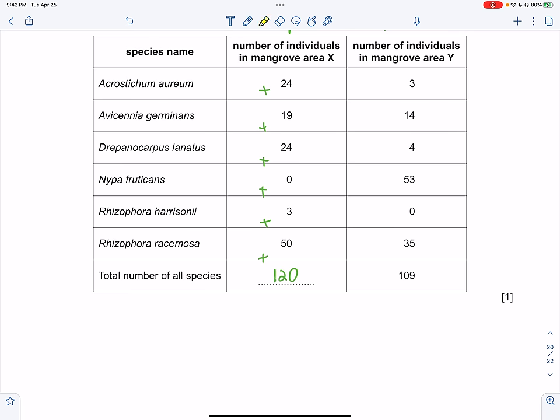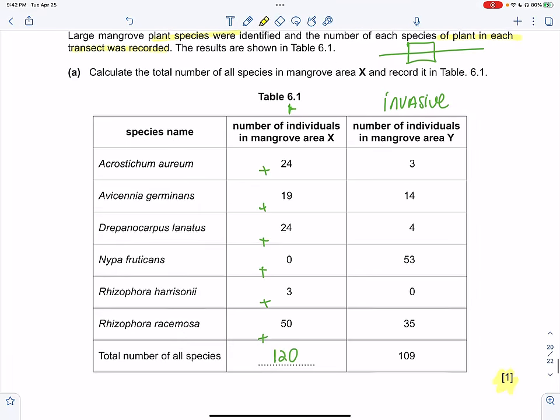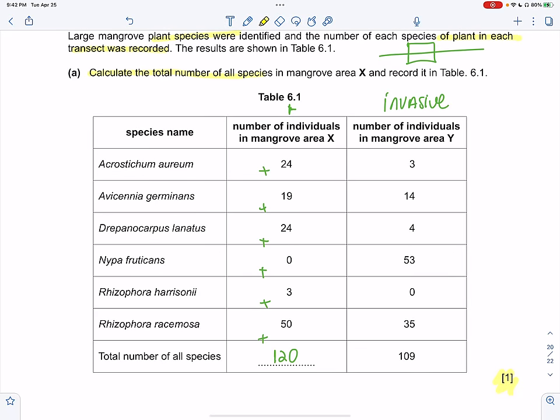And if you don't know how to do this, I can walk you through it. Just say calculate the total number of species. I didn't read the question: and mangrove area X, record it.